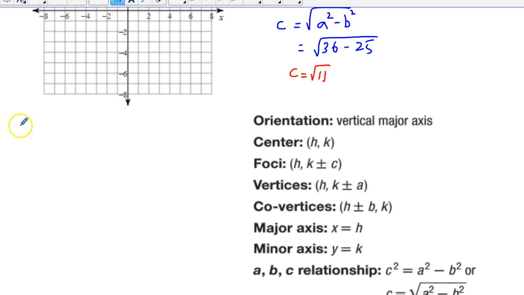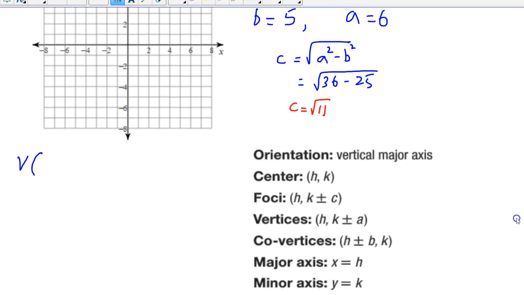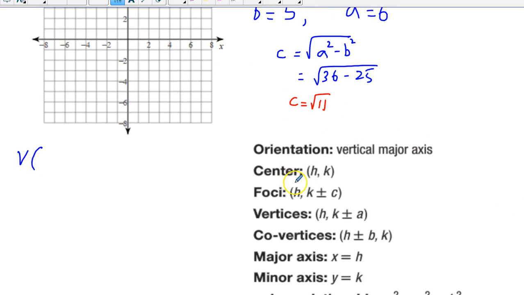Let me find the vertex. What is the value of h we have here? On the top it is negative 1, and k is also negative 1. Let me just write it down here. h is negative 1, k also negative 1, and c is square root of 11. For vertices, h is negative 1, k is negative 1, and a is 6. Similarly for the co-vertex, h is negative 1, b is 5, and k is negative 1. All those you can write up if you want to.